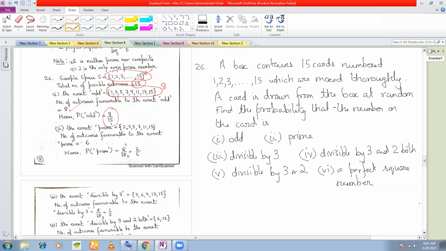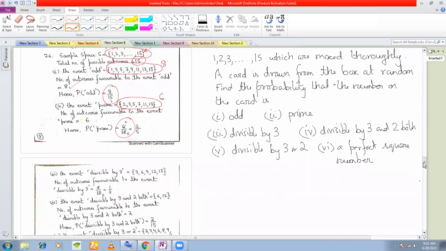Second question is prime. What are the prime numbers between 1 and 15? These are the prime numbers between 1 and 15. Remember that 1 is neither prime nor composite, so that is why we have not included 1. So how many elements are in this set? The elements in this set are 6. So therefore the probability is 6 by 15.